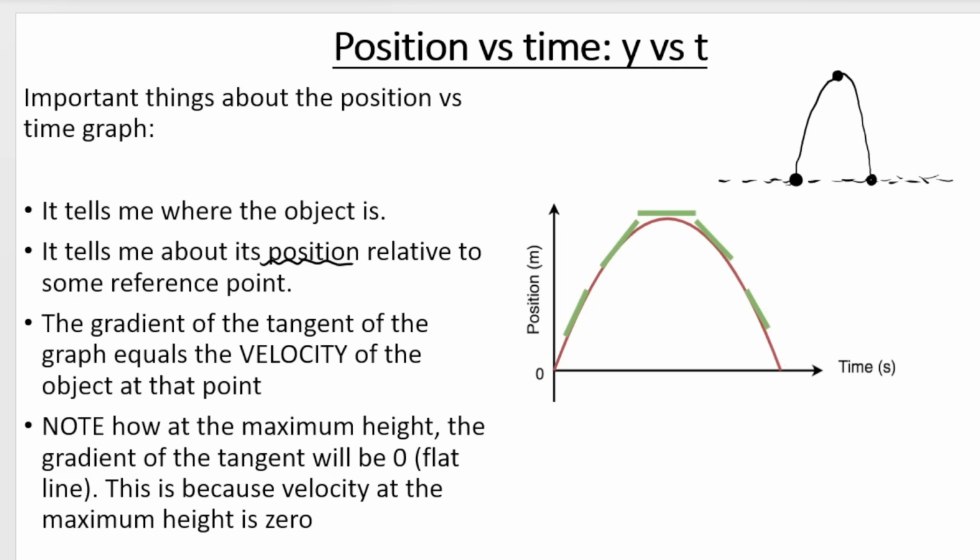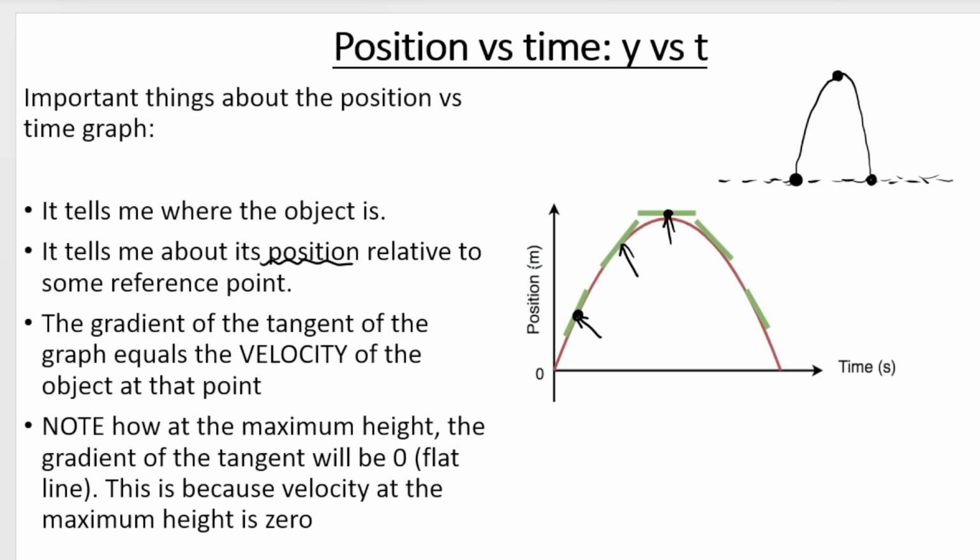So you can see that all these green lines over here are tangents. And if I take the gradient of each of these little tangents, so for example, if I have to work out the gradient of this little line over here, it will tell me the velocity of the object at that point. If I have to take the gradient over here, it'll tell me the velocity at that point, and so on.